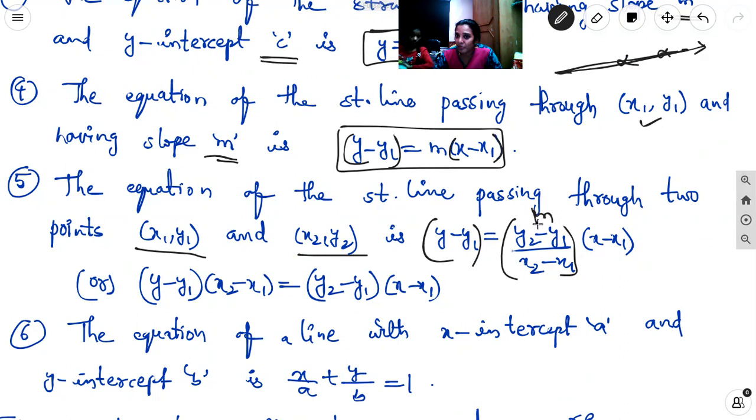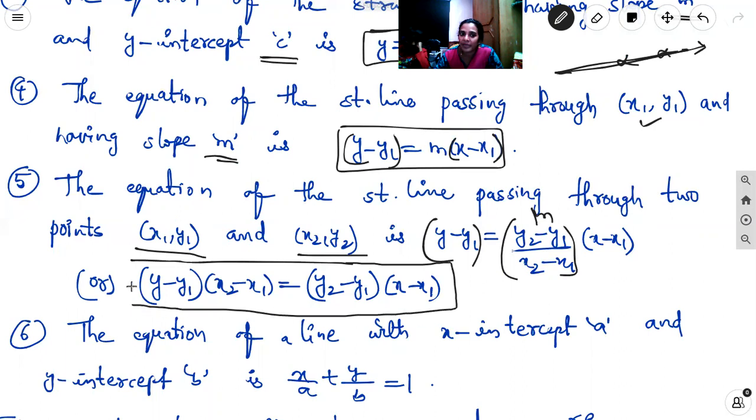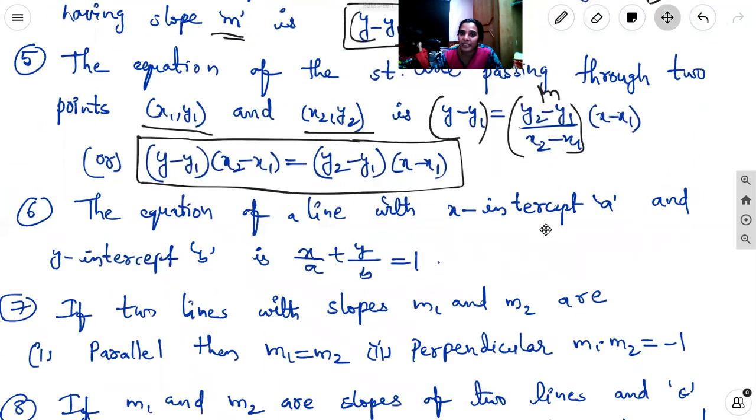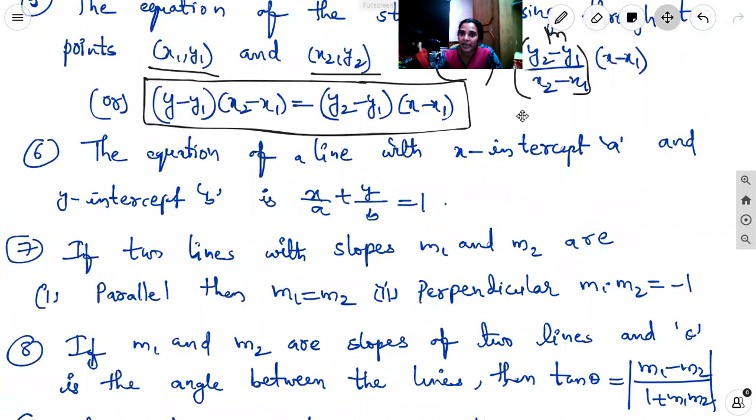So from the 2 points we find out the slope and we can substitute slope and point form of the line equation, or directly we can take the equation of the line passing through the 2 points, that means (y minus y1) into (x2 minus x1) equal to (y2 minus y1) into (x minus x1). Either you should remember this formula or this one.